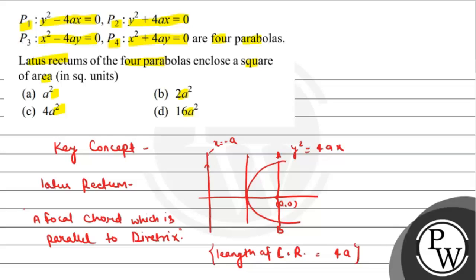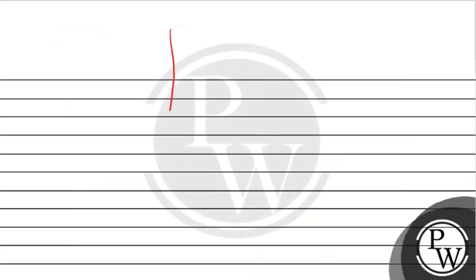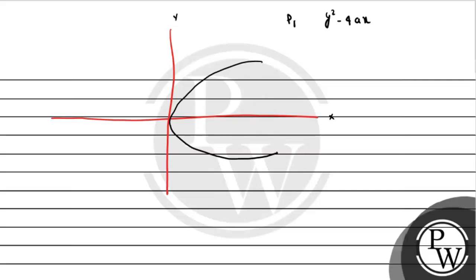Okay, so in this question we are given four parabolas. So let's draw the diagram of the given four parabolas. So let's say this is the x-axis and y. Okay, so this is y, this is x. So first we are given the parabola y square minus 4ax, that is our P1 parabola. So let's draw this P1 parabola. So this will be our P1 parabola. The next parabola will be y square plus 4ax, so that will be our P2 parabola.